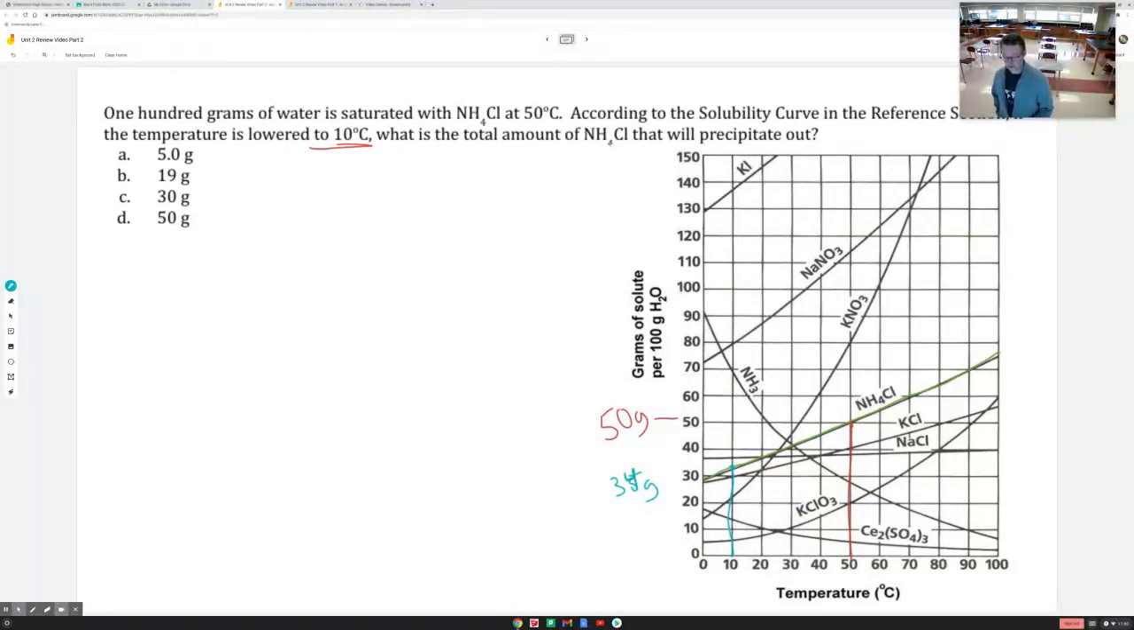So the question is, if the temperature goes from 50 down to 10, the amount of stuff the solution can hold goes from 50 down to somewhere a little bit above 30. The difference between those, that amount of stuff, would have to come out of the solution. It's called precipitating out; it would turn back into a solid. The exact answer might not be here, but it's somewhere between 10 and 20. So it's not 5, that's not enough, and 30 and 50 is way too much. So it's about 19 grams. Again, that's an estimate. You can argue about where the line is exactly, but all the other ones are way off base, so that's the closest answer.